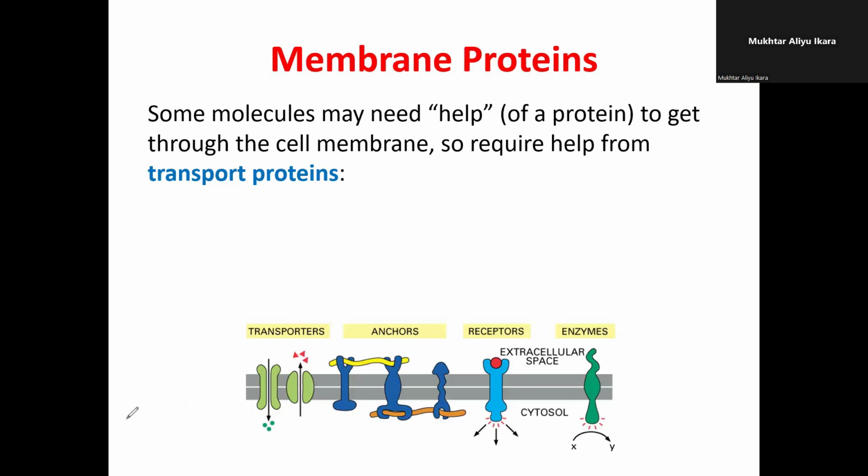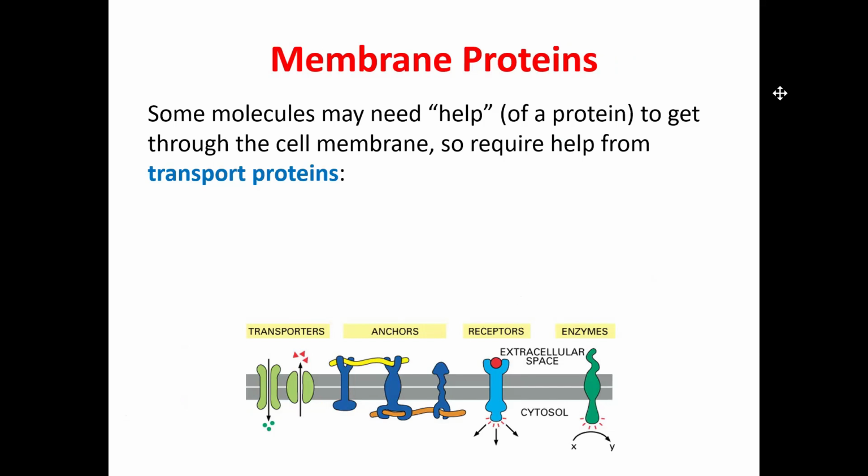And then the next thing, we have the membrane proteins. For example, we have transporters, anchors, receptors, and enzymes. Some biomolecules might need the help of a protein to get through the cell membrane. Some require the help of transport proteins to get into the cell. Of course, some of the proteins found on the cell membrane include transporter proteins, anchor proteins, receptor proteins, and enzymes.